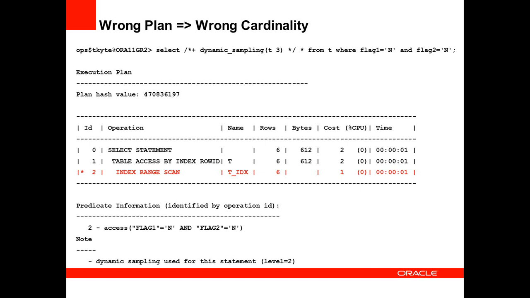Now note, it did not estimate 0. I mean, 0 is the actual number of rows. The cost-based optimizer will never estimate 0 for an estimated cardinality. It will always estimate at least 1.